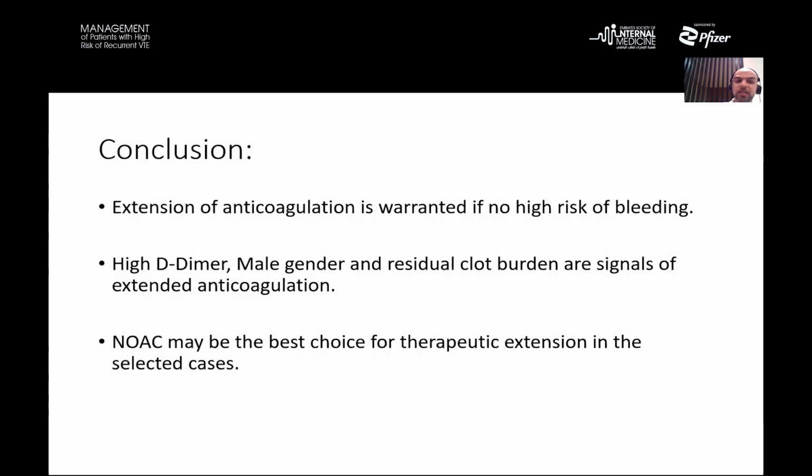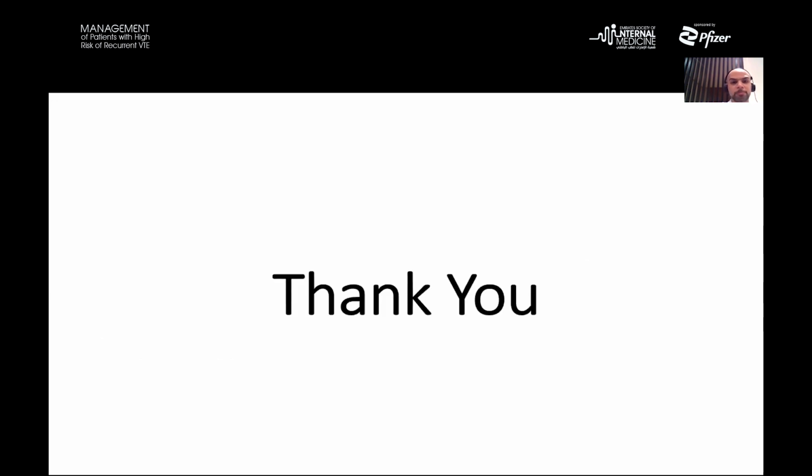The conclusion is extension of anticoagulation is warranted if no risk of bleeding, and you have to request D-dimer. And if you have high D-dimer and the patient is male, or there is a residual clot burden on the ultrasound assessment of DVT, you have to decide about extending the anticoagulation. And the last message is NOAC may be the best choice for therapeutic extension in selected cases. Thank you so much.